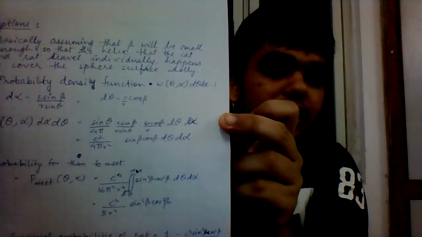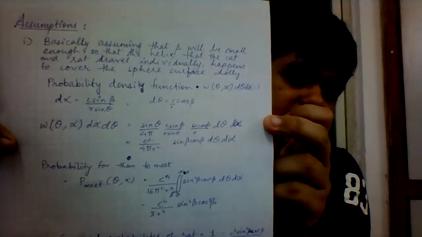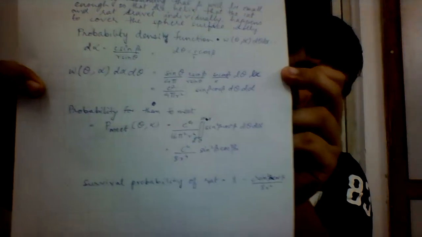Now our assumption will be that beta will be small enough so that the helix that the cat and the rat are going to cover would actually cover the whole sphere surface. So the probability density function is going to be d alpha and d theta times w of theta comma alpha, and this is how I calculate the probability of them meeting.